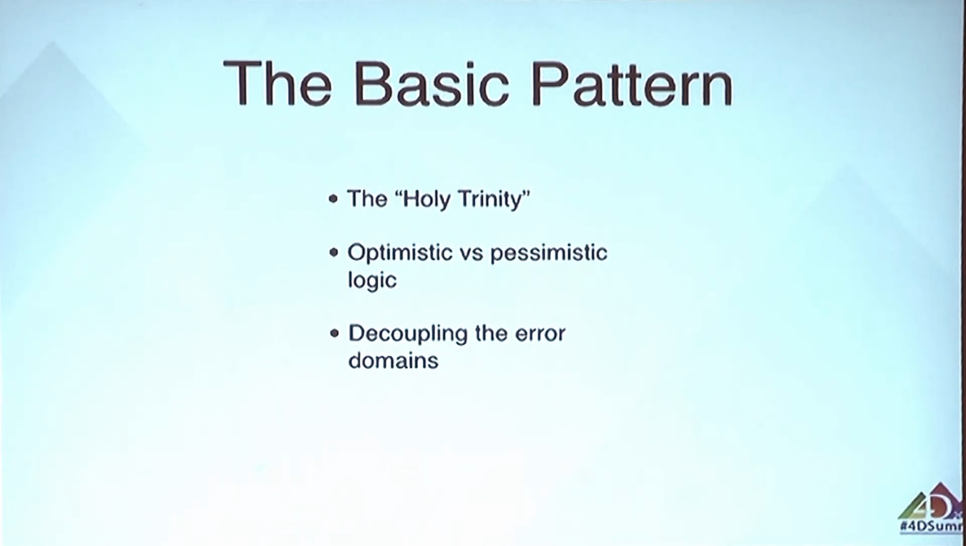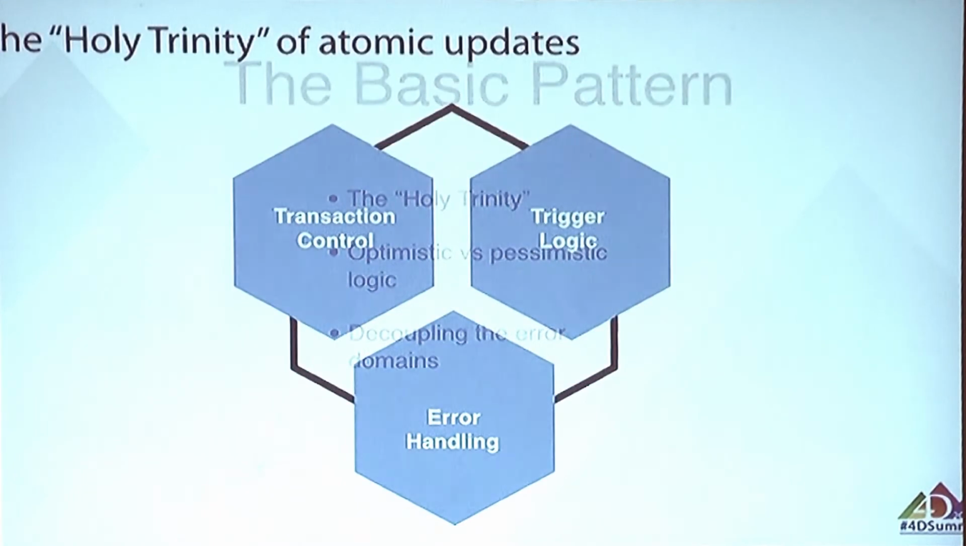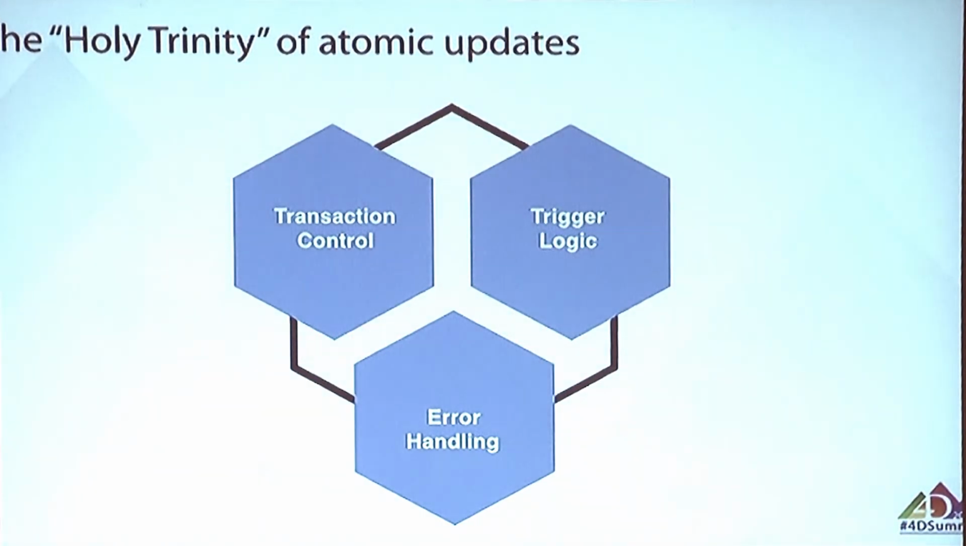Right. So starting to get down to the nitty-gritty. So this is how do we write a piece of atomic code in 4D? There are three core elements that I call the Holy Trinity, just because whenever I develop a piece of atomic code, I'm doing the same thing again and again with the same three things. Transaction control is those three 4D commands: start transaction, validate, and cancel.